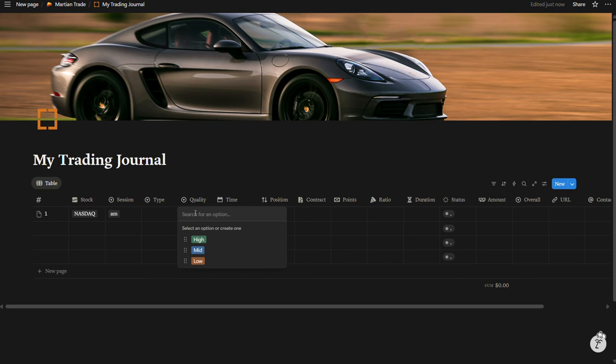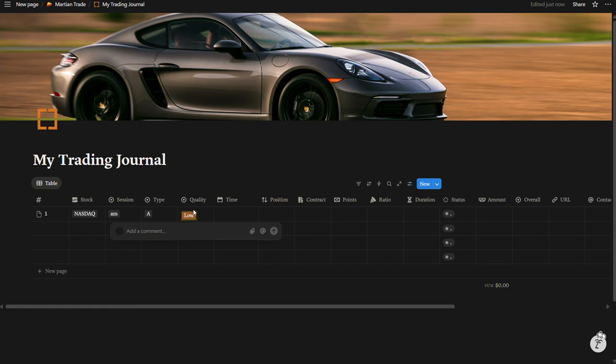Then quality. If for example my trade is an A plus setup, most likely that's a high probability, high quality trade. If you think it's 50-50, it's gonna work or not, you can just say it's mid probability. Sometimes the trade is so low probability, you can just say low probability trade. If you have an idea why it's high probability, you can add something here, like because I believe higher time frame is supporting my idea. You can easily do that.